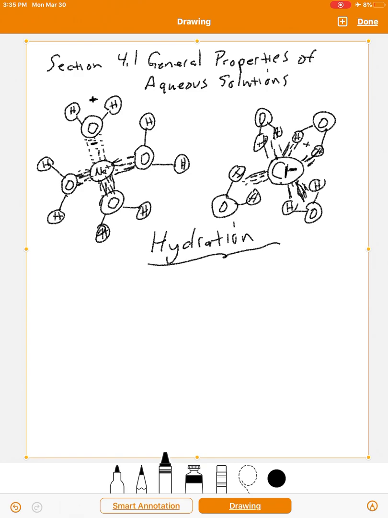Now it turns out, if you take this salt and dissolve it into water in a little coffee cup, we would call it saline, salt water, right?